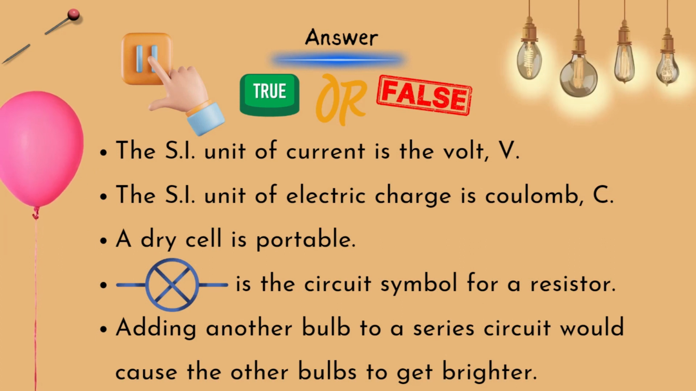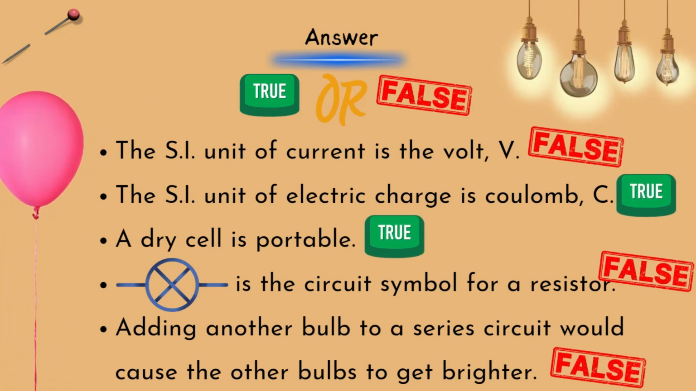True or false? The SI unit of current is the volt. The SI unit of electric charge is coulomb. A dry cell is portable. The symbol you see there is for a resistor. Adding another bulb to a series circuit will cause the other bulbs to get brighter. You may pause this video to determine which of these statements are true and which ones are false.